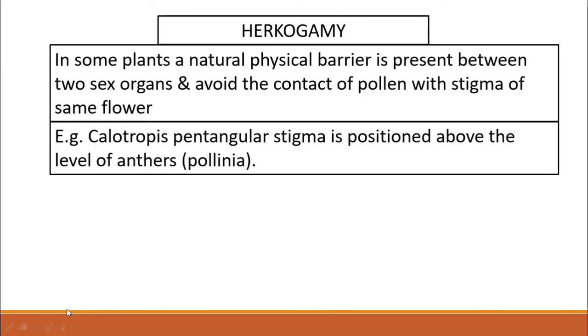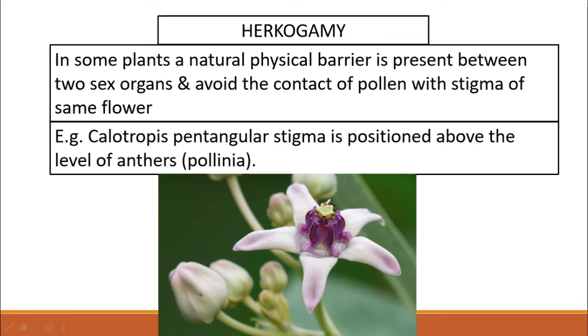An example is Calotropis, where the pentagonal stigma is positioned above the level of the anthers. So you can see here, this is the stigma, the pentagonal stigma, which is located just above the anthers. The anthers are located below, there's a pentagonal structure and the stigma has a depression here. So the positioning and the physical barrier make it difficult for self-pollination to take place in a bisexual flower. Such a phenomenon is called hercogamy.